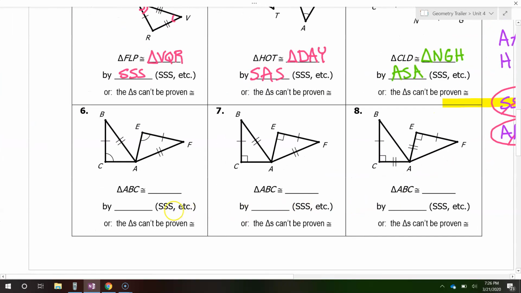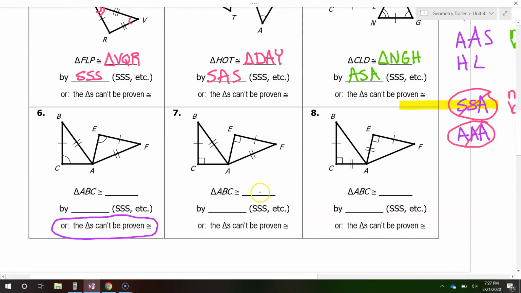So we are going to circle that the triangles can't be proven congruent. And when you circle this, do not fill in a congruent statement. Do not put side-side-angle right here. That's not a thing. Circle this and leave the other blanks blank.